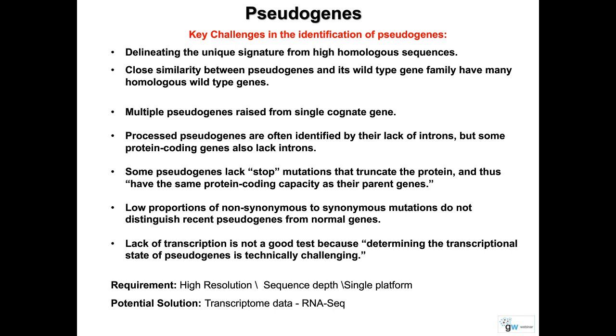Some pseudogenes lack stop mutations that truncate the protein and thus have the same protein coding capacity as the parental gene. Because the mutations that are acquired in the pseudogenes may not affect the open reading frame, if the pseudogene is expressed and it is making protein, it might be similar to the wild type gene, of course with a few amino acid changes. It could be synonymous or non-synonymous mutations depending on the case that we are looking at. So these are some of the challenges associated with analyzing pseudogenes.